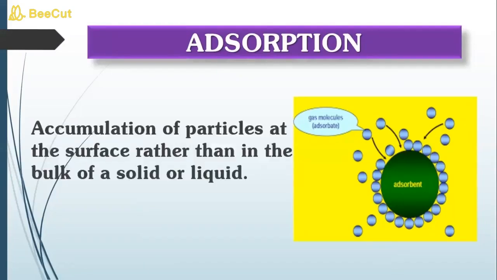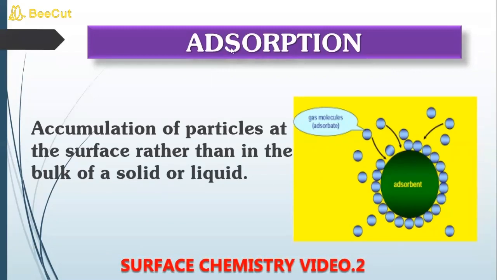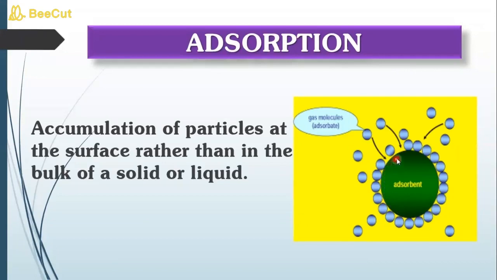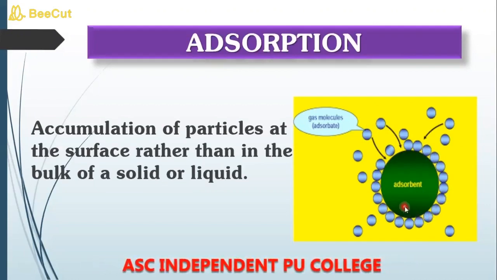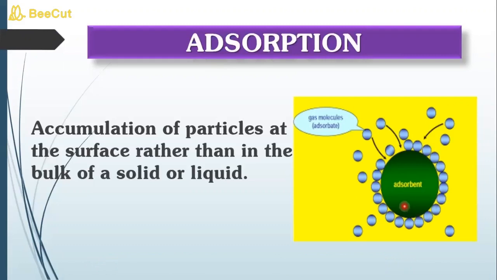So adsorption is accumulation of particles only on the surface. For example, students, look at the picture in which I have a green colored solid substance, in which the outer region is called the surface. The outer region, which I'm highlighting, is called the surface, and these regions are called the bulk. Here's a gas molecule which is getting adsorbed only on the surface. Look at this again. The gas molecules are getting adsorbed only on the surface. They do not go inside the solid substance, which is green in color. Hence again, students, adsorption is a process in which the accumulation of particles takes place only on the surface.